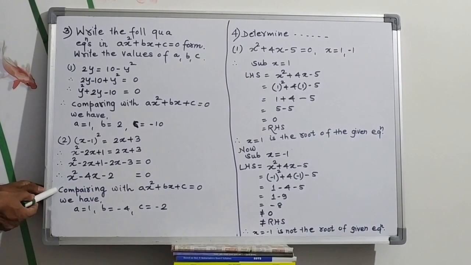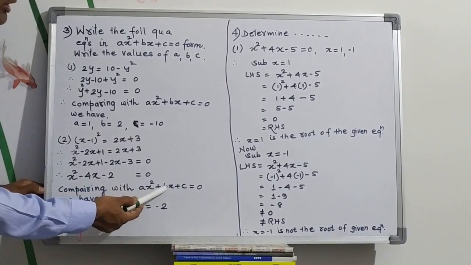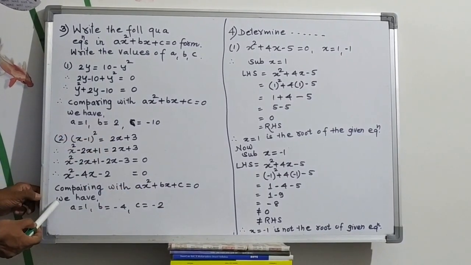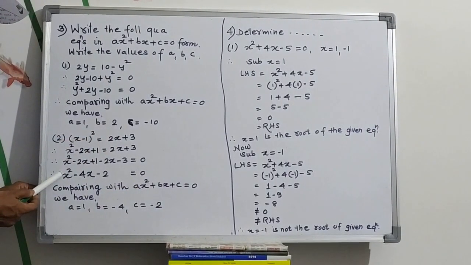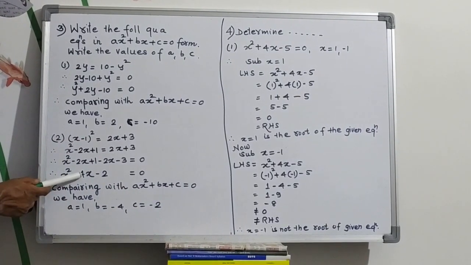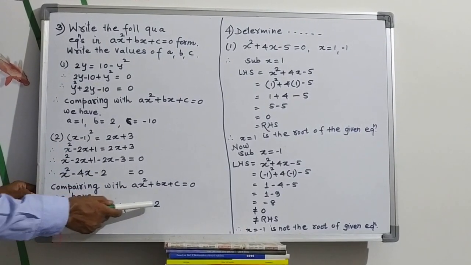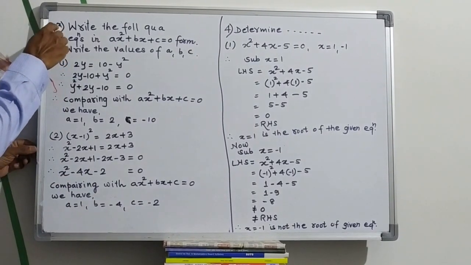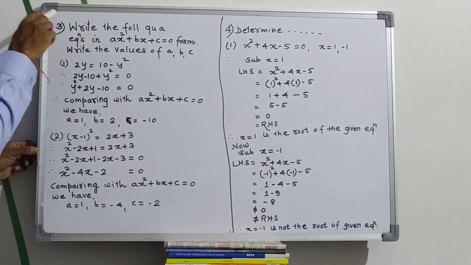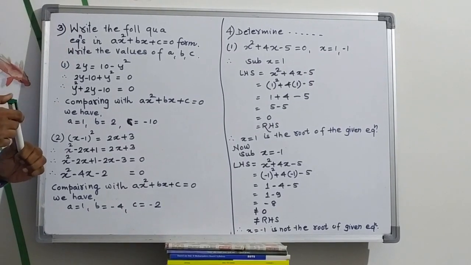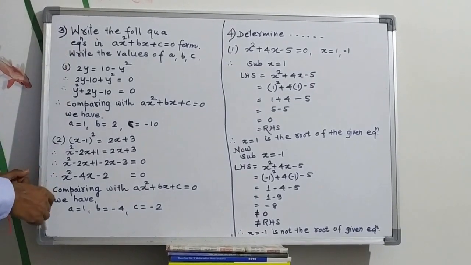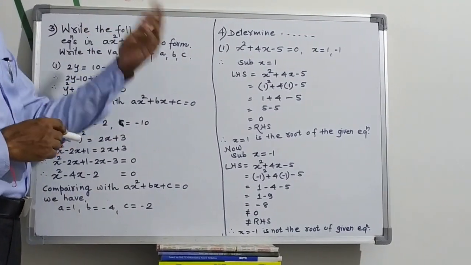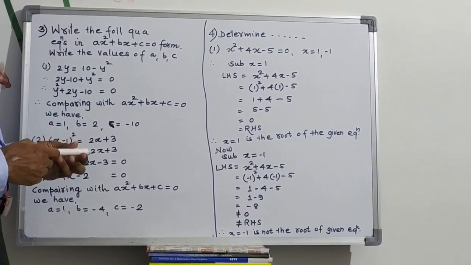Once again, we have to compare it with ax square plus bx plus c is equal to 0. So after comparison, what we have, a is equal to 1, b is equal to minus 4 and c is equal to minus 2. There are few more examples from example number 3. You can solve them by using similar method. Now we'll turn towards next example, that is example number 4.